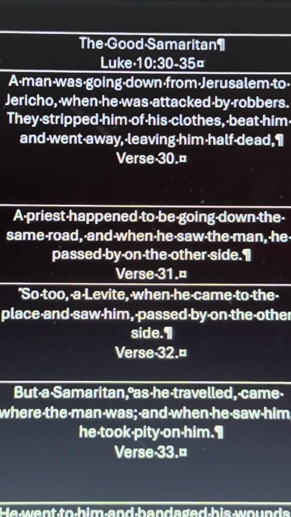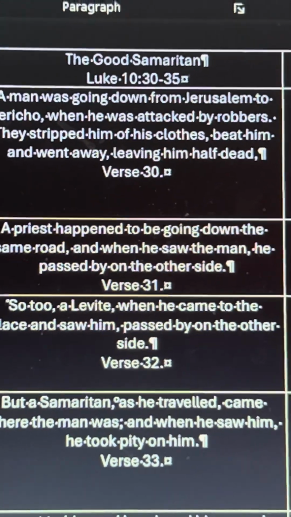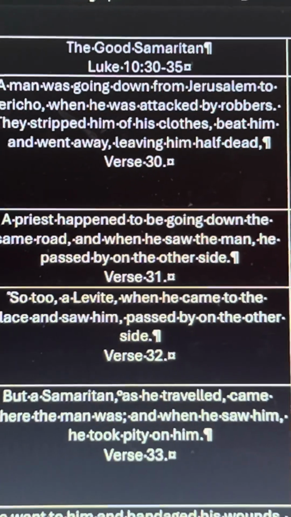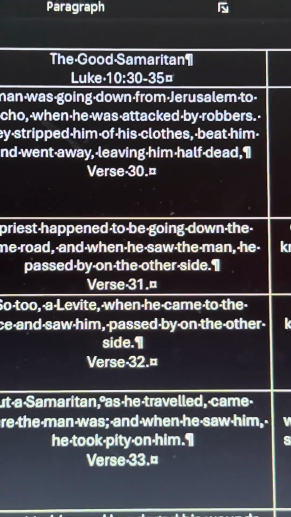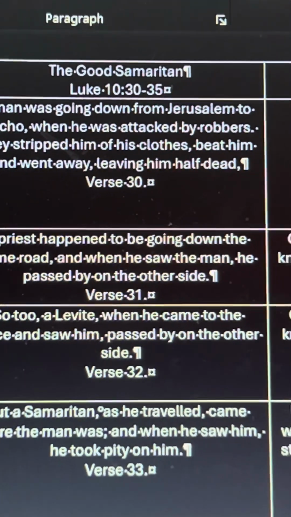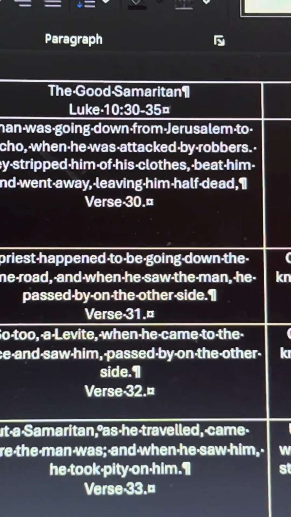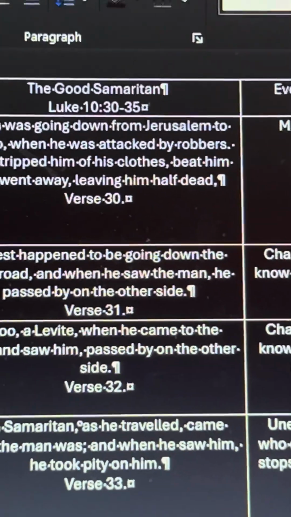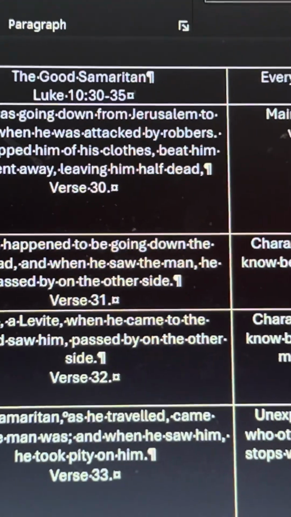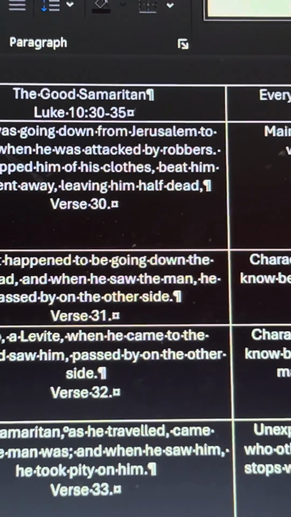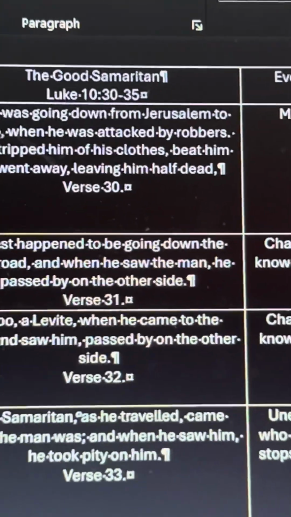Now that is a hook. We are hooked into the action. We are hooked into what has happened. This man has been attacked. He has been robbed. He has been left for dead. We want to know what's going to happen to him. Is he going to be left? Is he going to die, or is someone going to come and rescue him? We want to know what's going to happen. We are with him in that moment, in that story. So we have been hooked into that story.